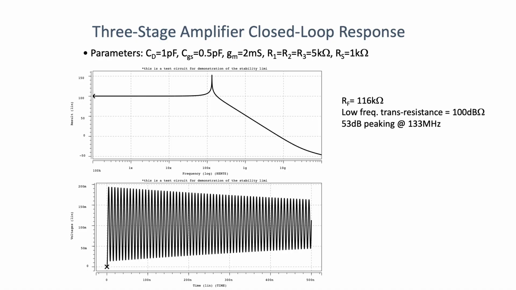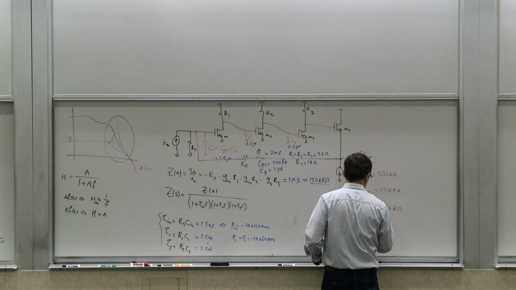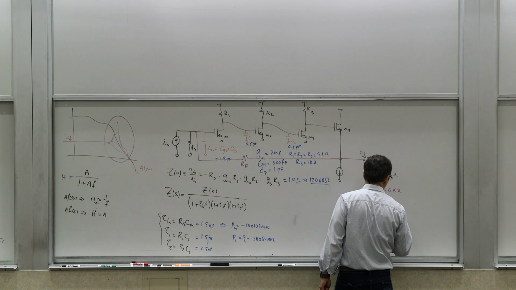You have about 53 dB of peaking. That's a lot of peaking. And look at the step response. It's just ringing, very, very slowly decaying, right? And of course, you're applying more feedback, so you've reduced the gain at low frequency because you have A over 1 plus AF. The AF has increased, so you're just dropping that. And there's a lot of peaking at 133 megahertz. Now we have reduced the feedback resistance to 112 kilo ohms.